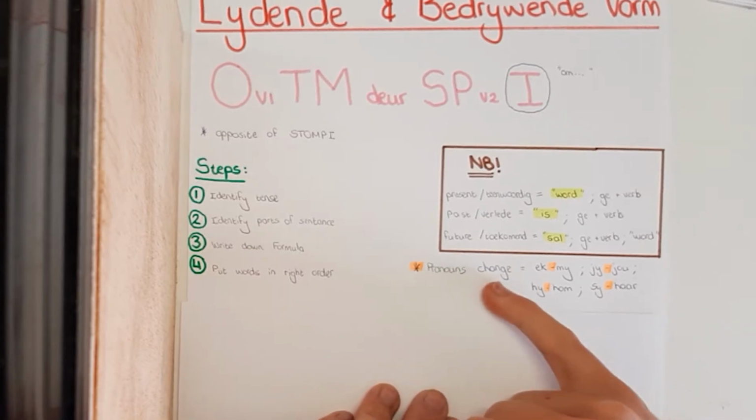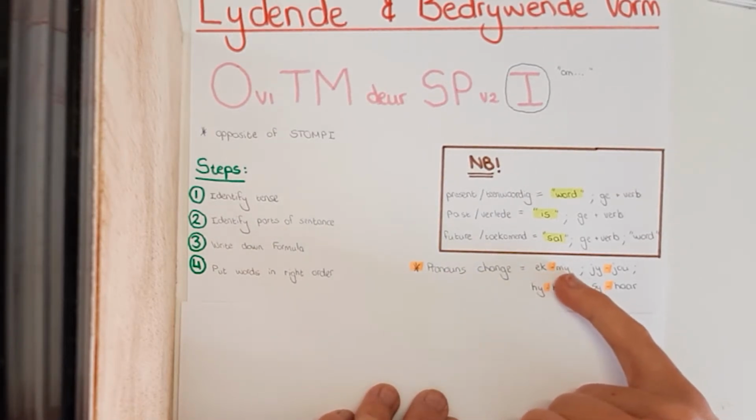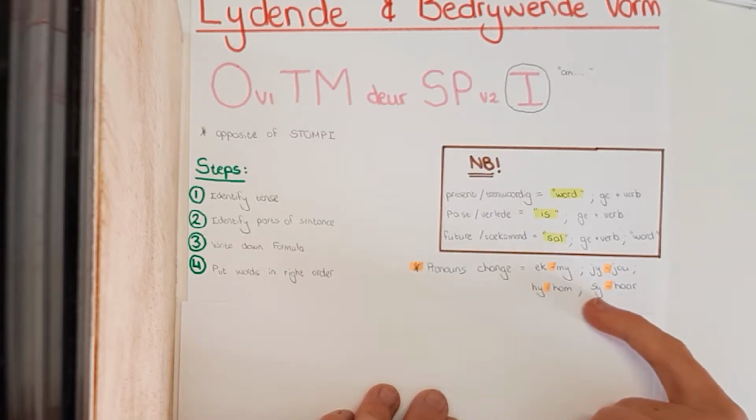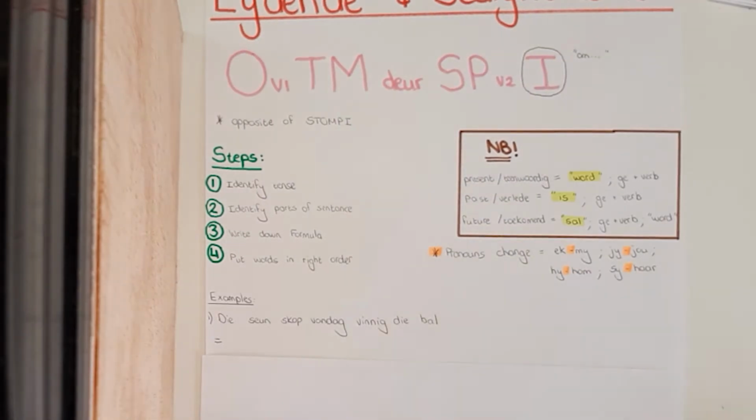Sometimes your pronouns can also change. If it's ek, it changes to my. Jy changes to jou, hy changes to hom, and sy changes to haar. Let's look at a few examples.